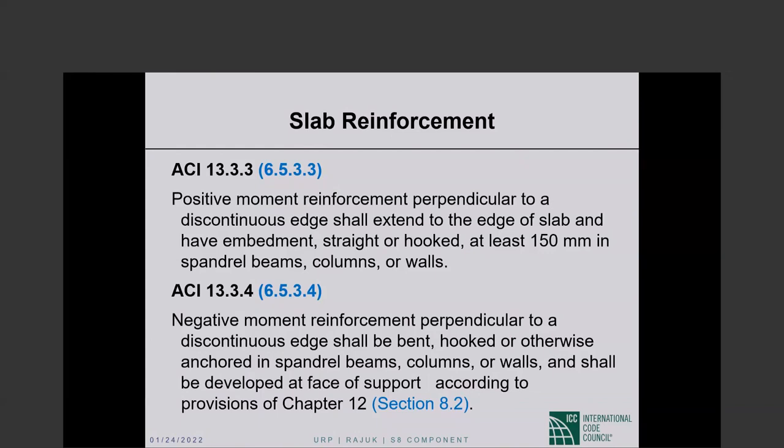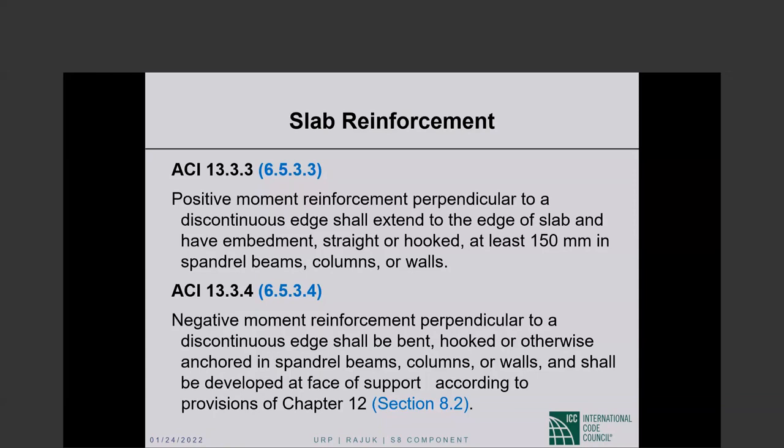Now, anchorage, very important, and I will read and maybe not try to do much more than that because time is running and this is a pretty long thing. But this is all important stuff. Positive moment reinforcement perpendicular to a discontinuous edge. This is the bottom reinforcement. Shall extend to the edge of slab and have embedment, straight or hooked, at least 150 millimeters in spandrel beams, columns, or walls.